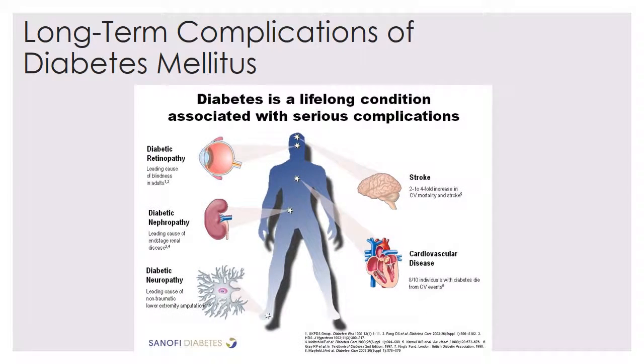Okay, let's talk about some long term complications. Microvascular changes usually begin within the first 10 to 15 years after puberty. These include nephropathy, retinopathy, and neuropathy.